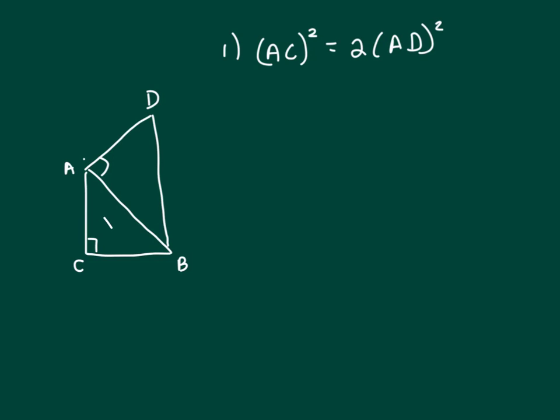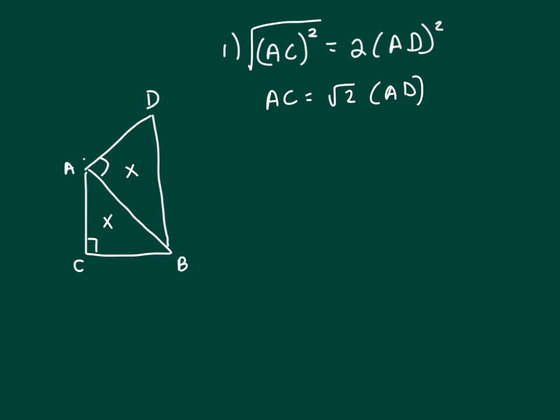We're trying to figure out if this area is equal to this area. So let's look at clue 1. Okay, so let's take the square root of both sides, and that will give me AC equals the square root of 2 AD.